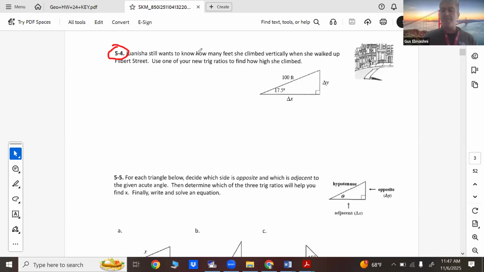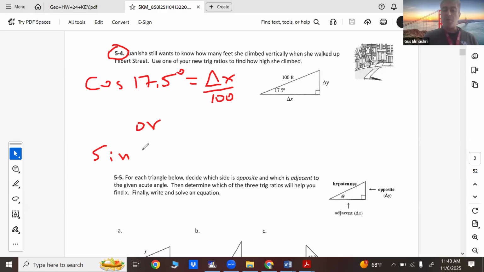Yes, Connor, go ahead. This one, since both lines are out there, can we just do solid both? Yeah, exactly, correct. So what Connor was saying, cosine of 17.5 degrees equals delta x over 100. Or you could do this. I don't really care which one you go with first. It doesn't matter to me. It's up to you.